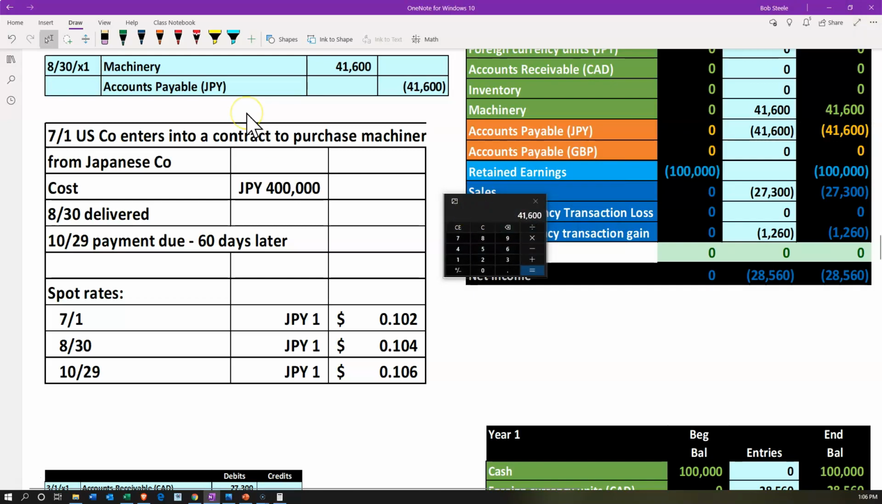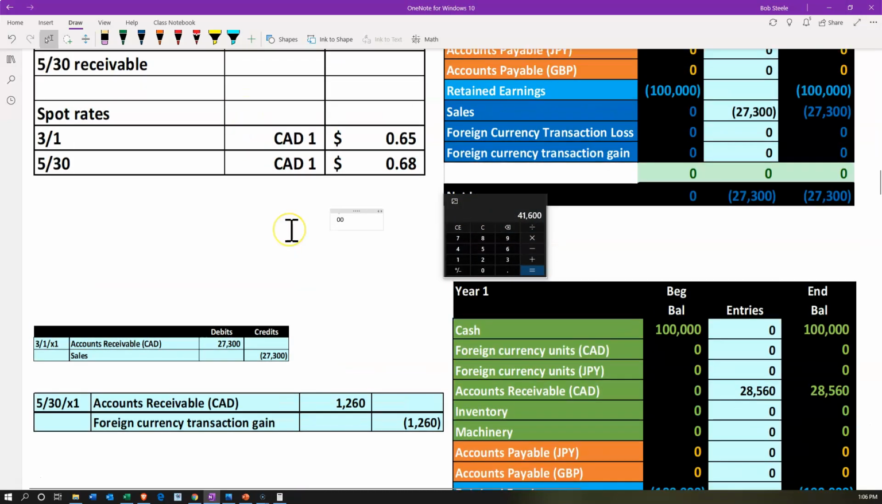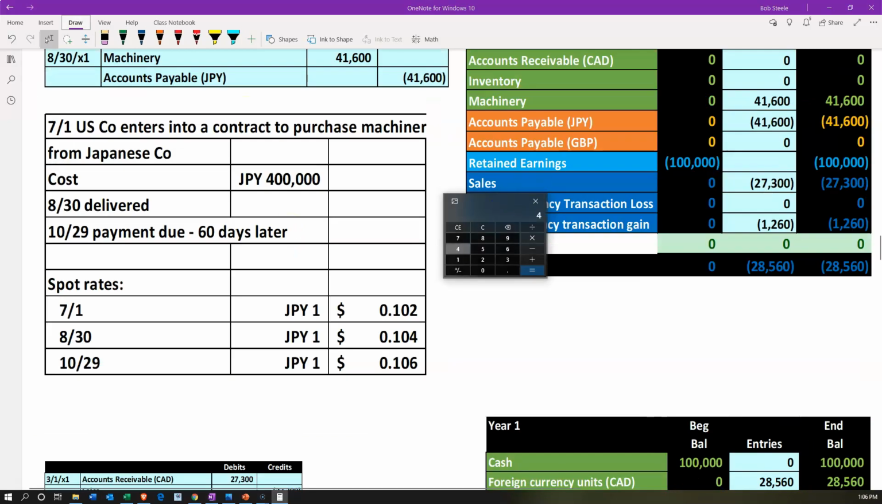And we're going to say we have the 400,000 times, we're going to use the new rate, which is going to be the 0.106. And that's going to give us the 42.4. If we compare that to what's currently on the books, the 42.1 minus the 41.6, sorry, the 41.6, that's going to give us an $800 difference.